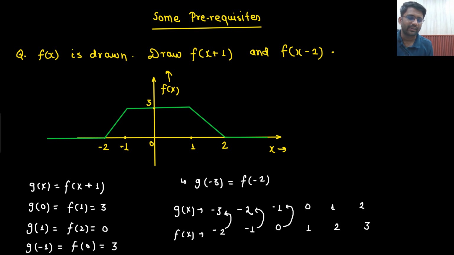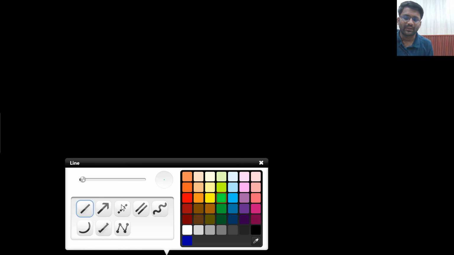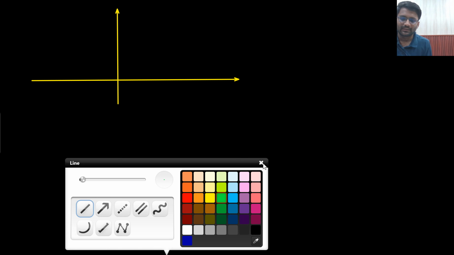So how would the graph look? The graph would look somewhat like this. You are drawing the graph of f(x+1), so the whole graph will be shifted by 1. The graph would look somewhat like this.